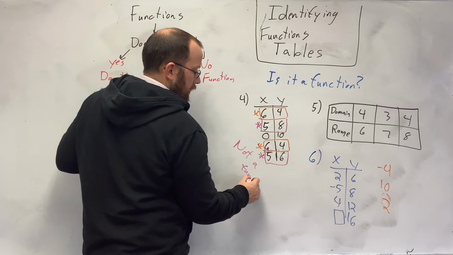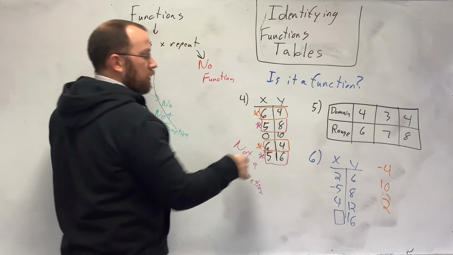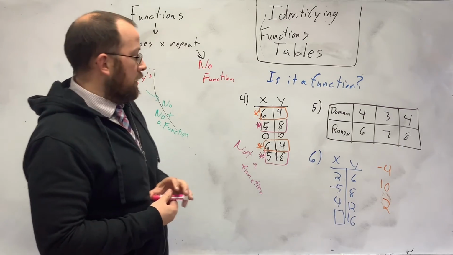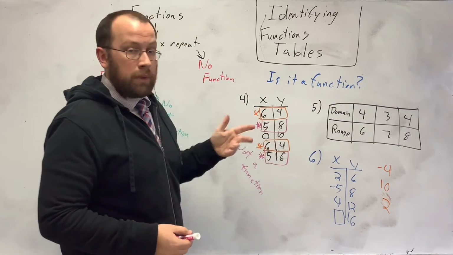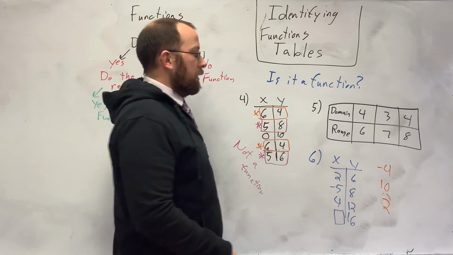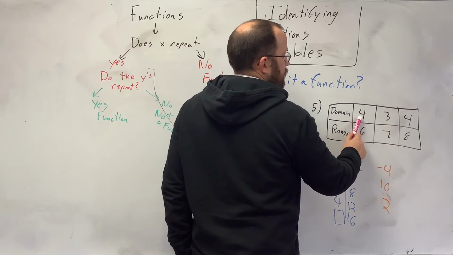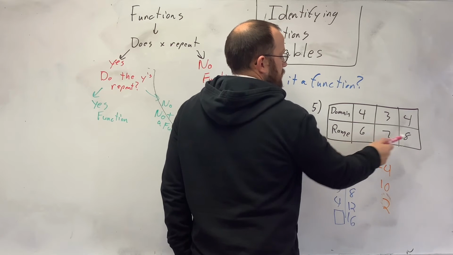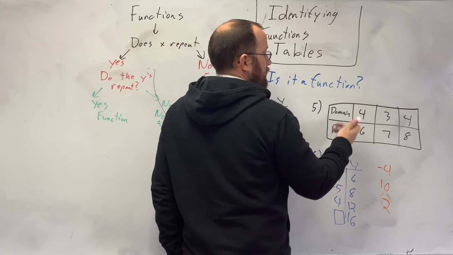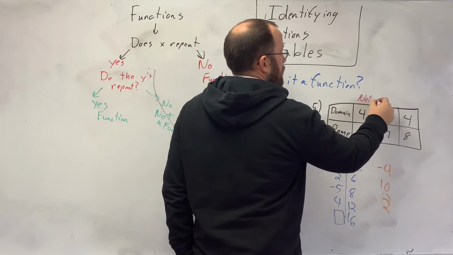Remember to keep looking all the way through. Sometimes there's multiple x's that repeat. So it might look like a function, but it is actually not a function. Over here, 4, 6, 3, 7, 4, 8. 4 and 4, they repeat. 6 and 8 are not the same, so not a function.